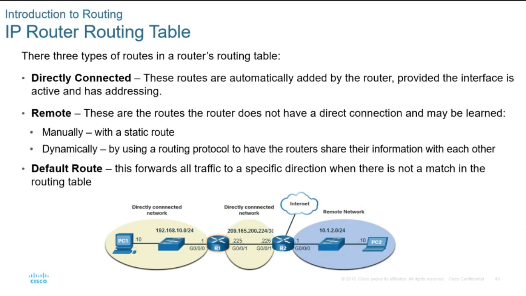And then the remote routes: these are routes the router does not have a direct connection to and may be learned. So, our remote networks are 10.1.1.0 and 10.1.2.0. These are remote networks, not directly connected to our router 1. Then the default route forwards all traffic in a specific direction when there is no better match in the routing table. So there is always a default route.